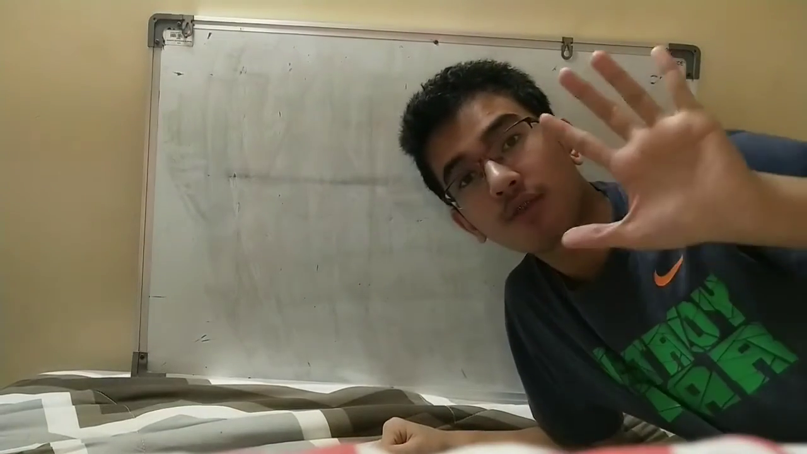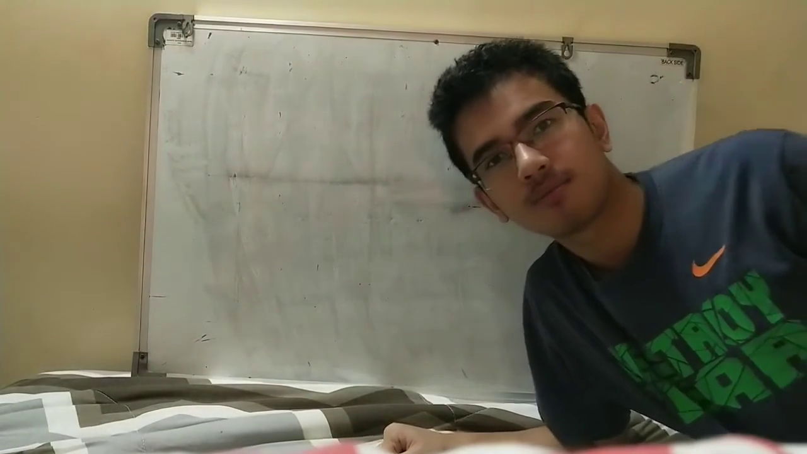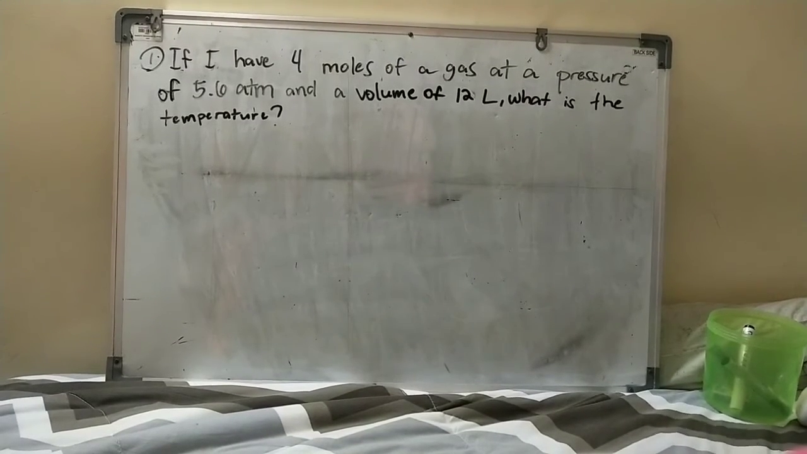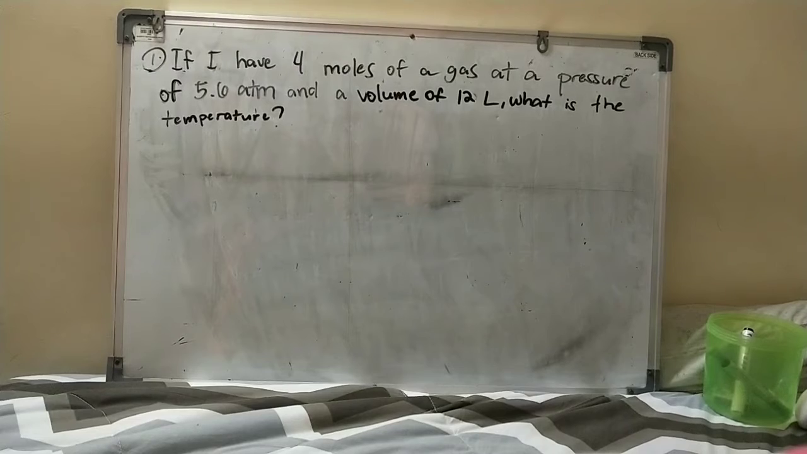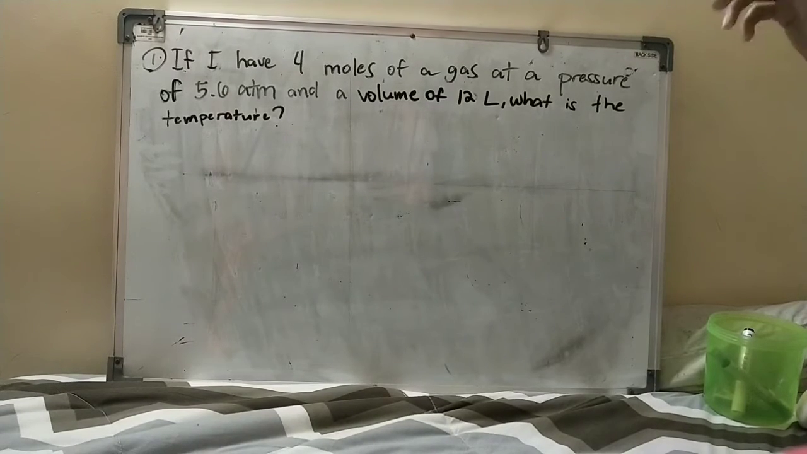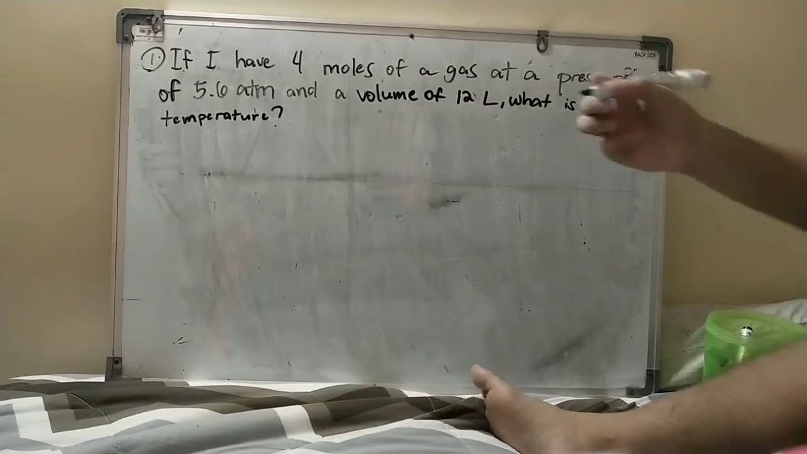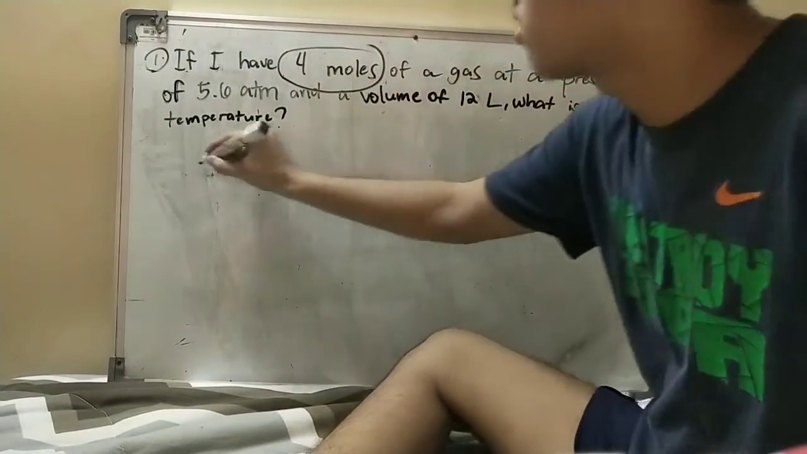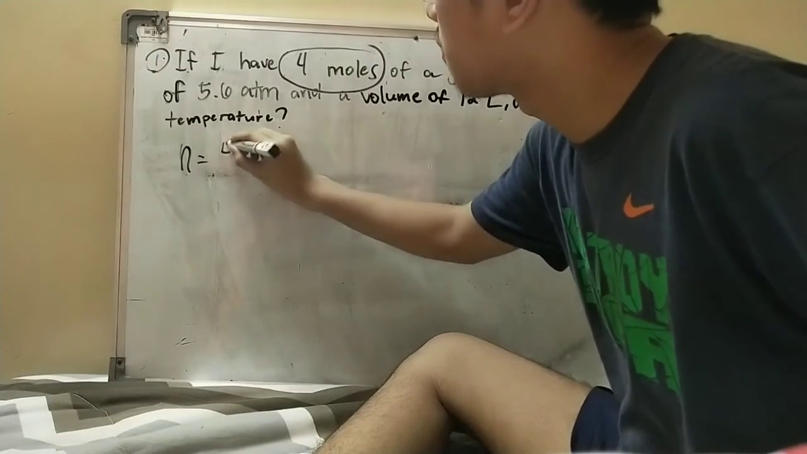Now, I'm going to give 5 examples again of this equation. Now, let's head over to our first example. If I have 4 moles of a gas at a pressure of 5.6 atmosphere and a volume of 12 liters, what is the temperature? So, keeping the formula in mind, first you need to write all of the values that are listed in this problem. So, the first value that I see is 4 moles. So, n is 4 moles.